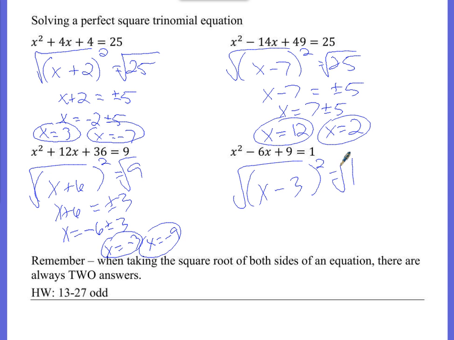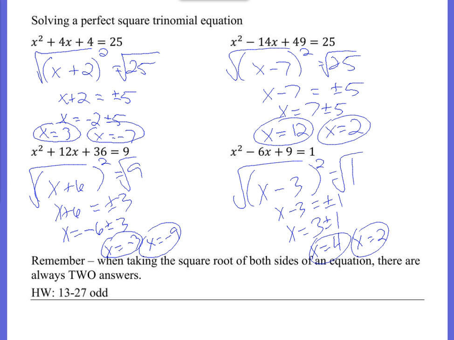Now what? Square root both sides. And we get? What's the square root of 1? 1 times 1 is 1. So the square root of 1 is 1. X minus 3 equals plus or minus 1. Now what? We add 3 to both sides, and now we have 3 plus or minus 1. So that gives me x equals 4. X equals 2. Now that's how you do that.